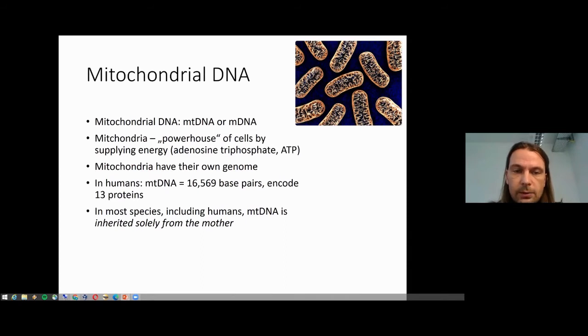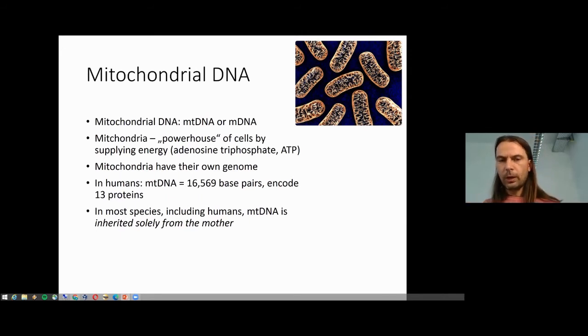So in any case, they also have DNA, and we can sequence this DNA. And in humans, this DNA is relatively short compared to the nuclear DNA, the DNA occurring in chromosomes in the nucleus. In humans, it encodes for 13 proteins, for example. Importantly, the mitochondrial DNA is only inherited from the mother.